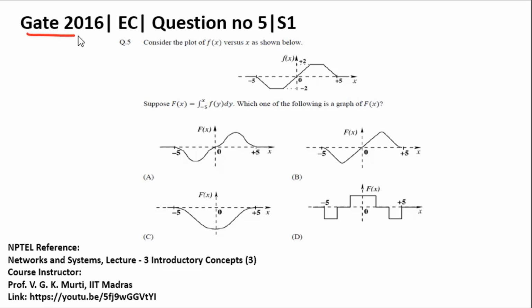So this question was asked in GATE 2016 Electronics and Communication paper set 1, in which you are given a plot of f of x with respect to x, and you need to integrate this f of x from -5 to x and mark the correct graph from these four options. That is, you need to find the integration of this f of x.